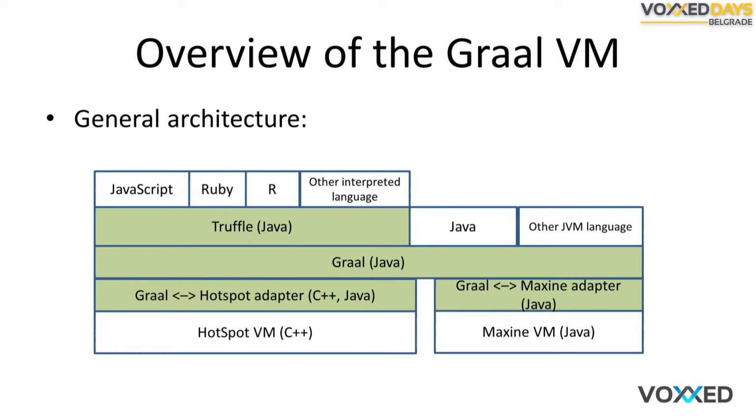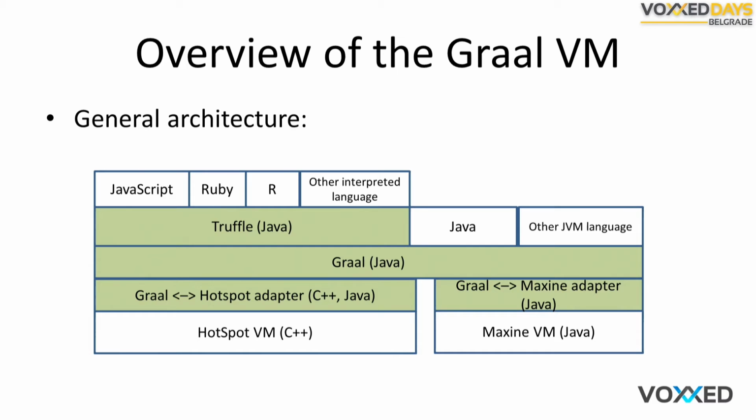The Graal virtual machine essentially is written in Java. However, it provides the so-called Graal HotSpot adapter that allows it to execute machine code using the HotSpot virtual machine, which is written in C++. And basically, this Graal HotSpot adapter is the bridge between the Graal virtual machine and the existing HotSpot runtime.